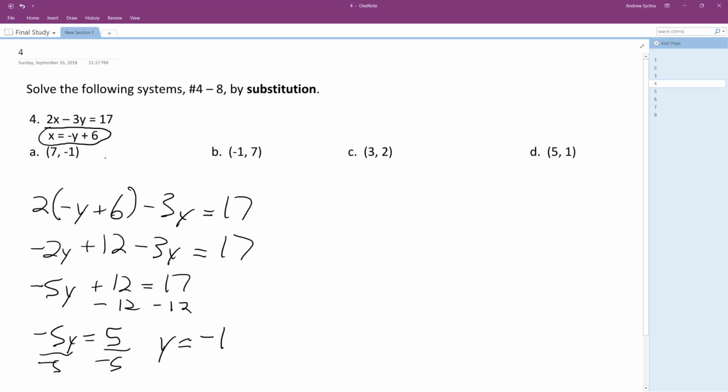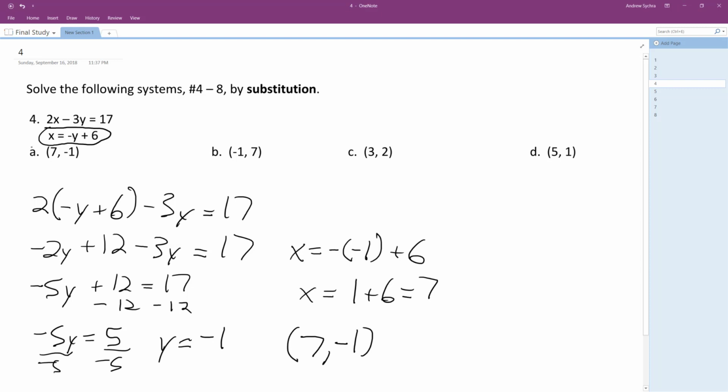All right, so I can just plug negative 1 for y into the second equation, so I get x is equal to negative y, or negative 1 in this case, plus 6. X is equal to, this becomes positive 1, because the negatives cancel out, plus 6, is equal to 7. So my final answer is (7, negative 1), and that's part A.